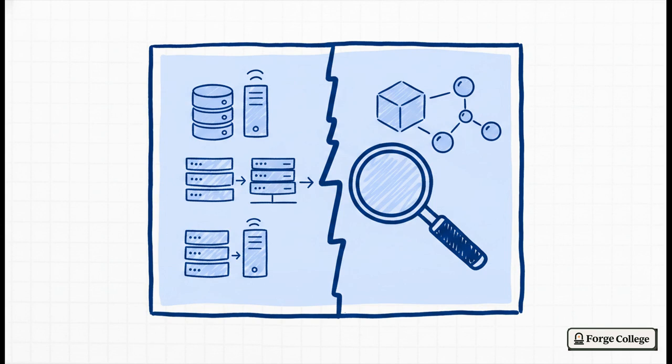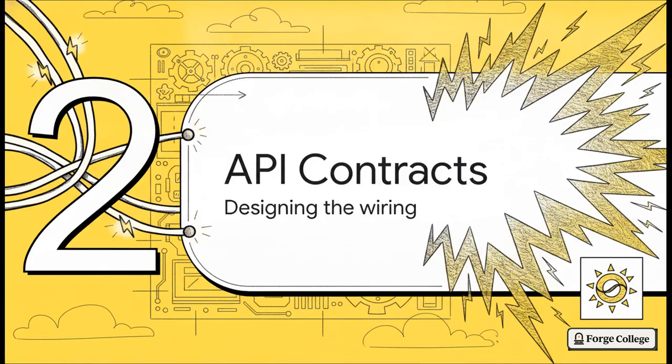You have to draw a hard line in the sand, or, on the paper, showing exactly which data is owned by the blockchain and which data is owned by your traditional databases. There can't be any guessing here. Moving right along to Section 2, Architecture and API Contracts. It's time to design the wiring.